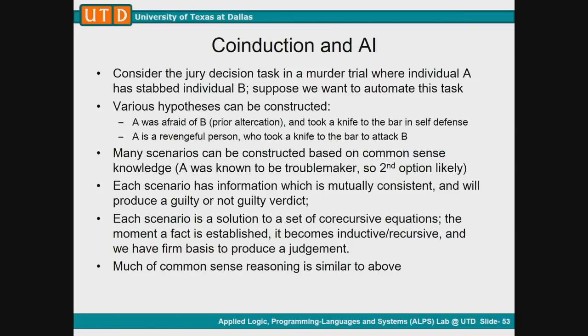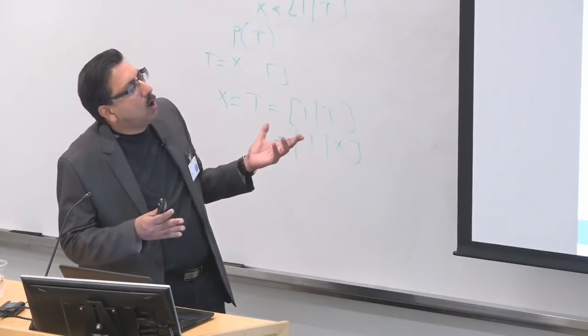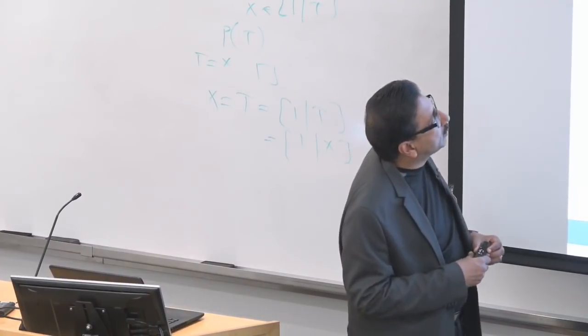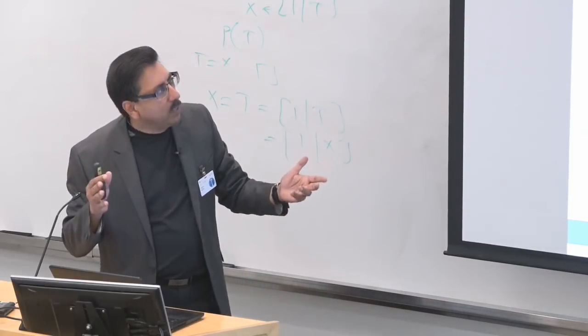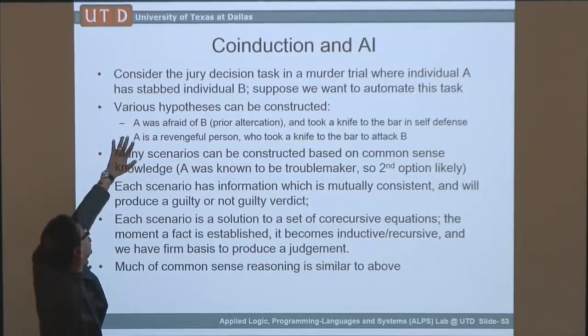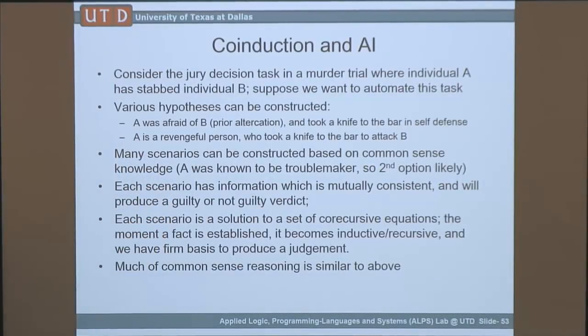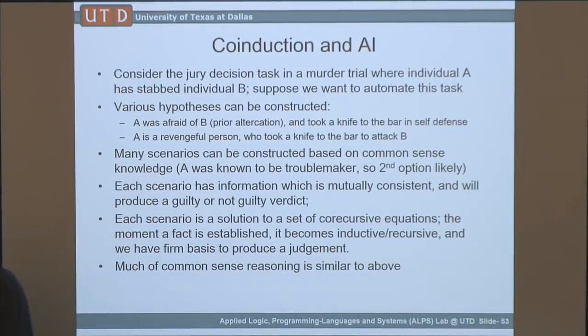So consider this jury decision task in a murder trial, where individual A has stabbed individual B. It's actually from a real case, a real paper that psychologists were examining. Suppose we want to automatically arrive at the decision. We want to model the jury decision process. There are all kinds of things you have to consider, right? You state the situation using formulas. And then you want to conclude whether A should be found guilty or not guilty. There are things to consider, such as A was afraid of B because he had a prior fight, and they were going to be at the bar at the same time, and he took a knife to the bar in self-defense. Or it could be that A is a revengeful person who took a knife to the bar because this guy's a tough guy, and they had a fight before or some altercation before.